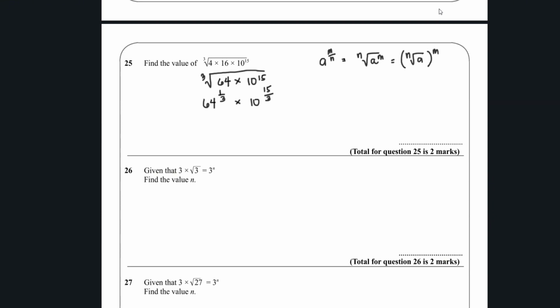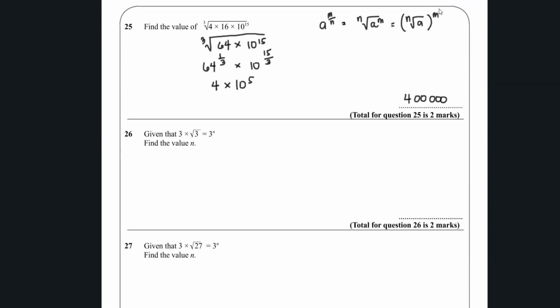Now, you simply use your calculator for this, or we already know that the cube root of 64 is 4, and 15 divided by 3 is 5. So this is in standard form. So in ordinary number, we just write 4 and 5 zeros. So that is 400,000. Moving forward to the next question.